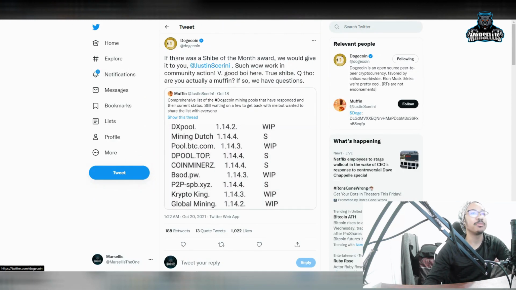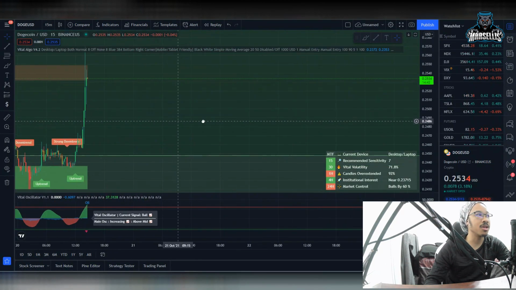Now, over here, this is a pretty big statement with Dogecoin. They said if there was a sheep of the month award, we would give it to Justin Screeney. Shout out to him. He went ahead and messaged people. He was like, look, y'all got to update your Dogecoin nodes. We got to get big here with Dogecoin. So pretty much he said this: a comprehensive list of the Dogecoin mining pools have responded with their current status. All they got to do is update to 1.14.4 and we'll be good with the transaction speeds and transaction prices with Dogecoin. But anyways, shout out to the Doge Army out there for making this possible.